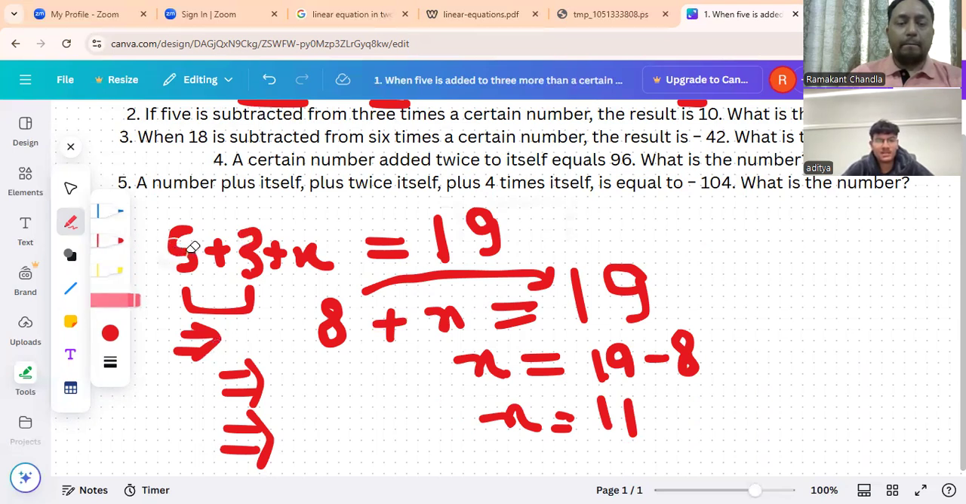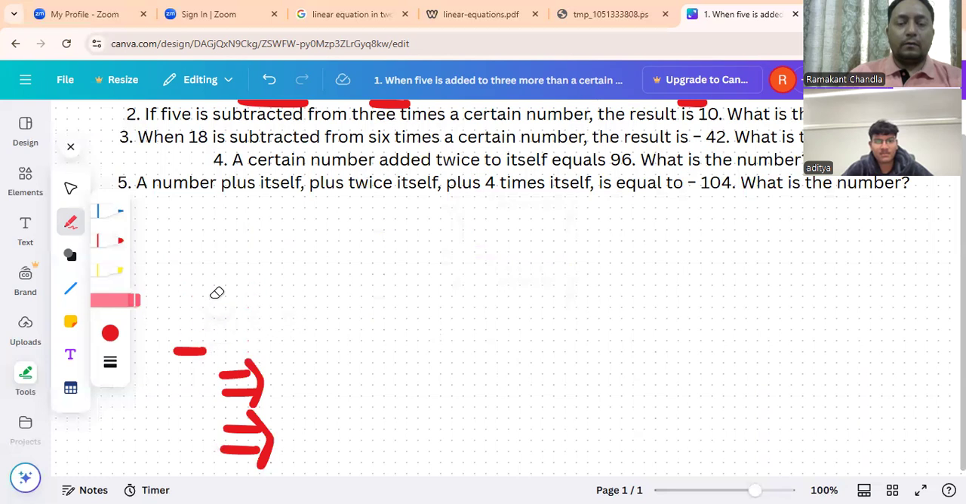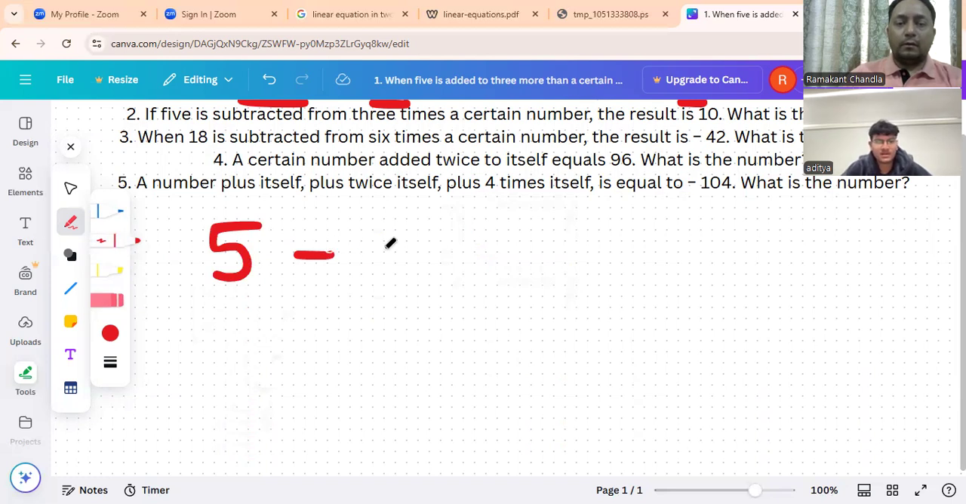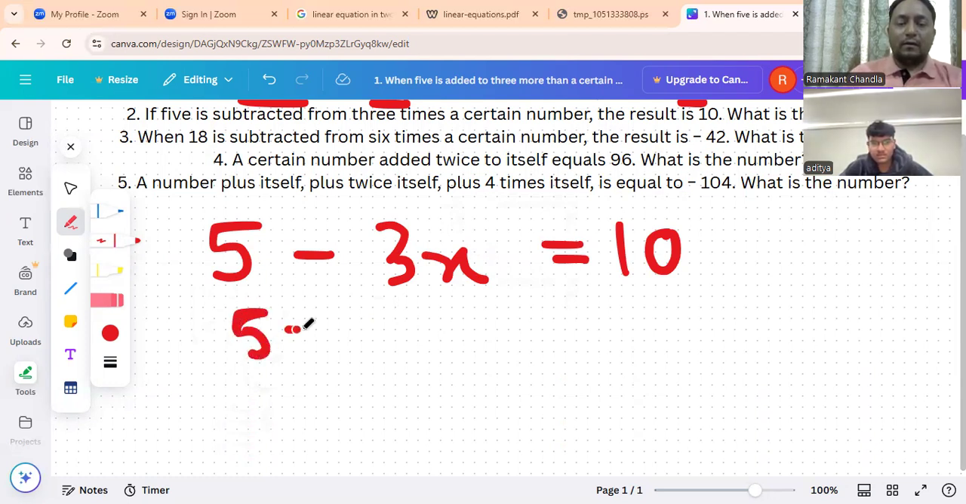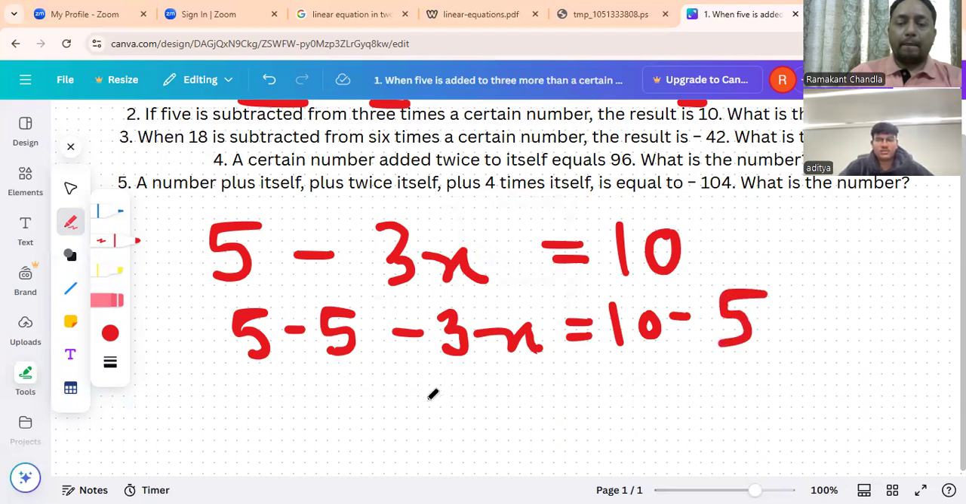I think it should be 5, minus, because minus is the operator there. 5 minus 3x, because the certain number would be x and 3 times would be 3x, equals 10. Then if you move the 5, if you subtract 5 on both sides, you'll get minus 3x equals 5.